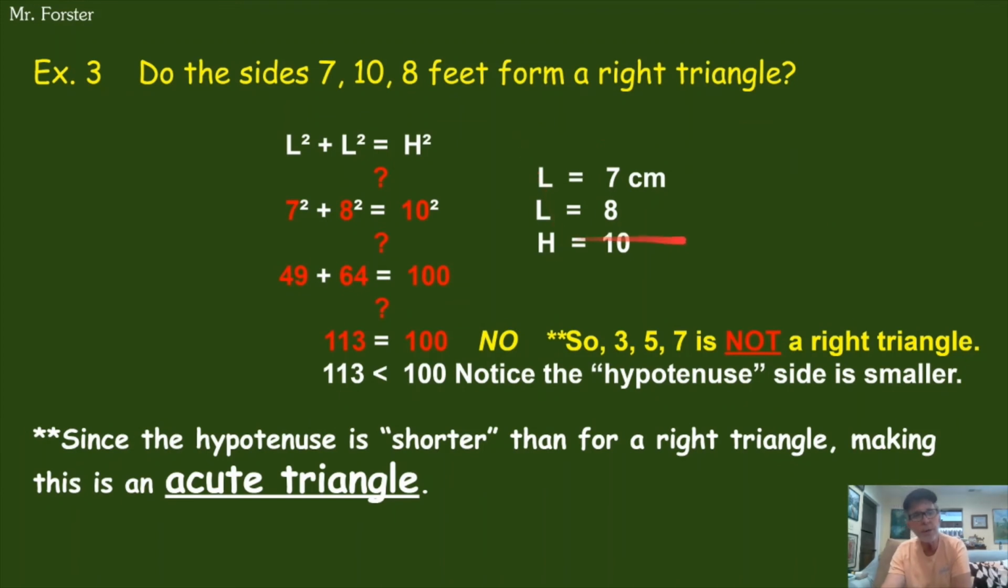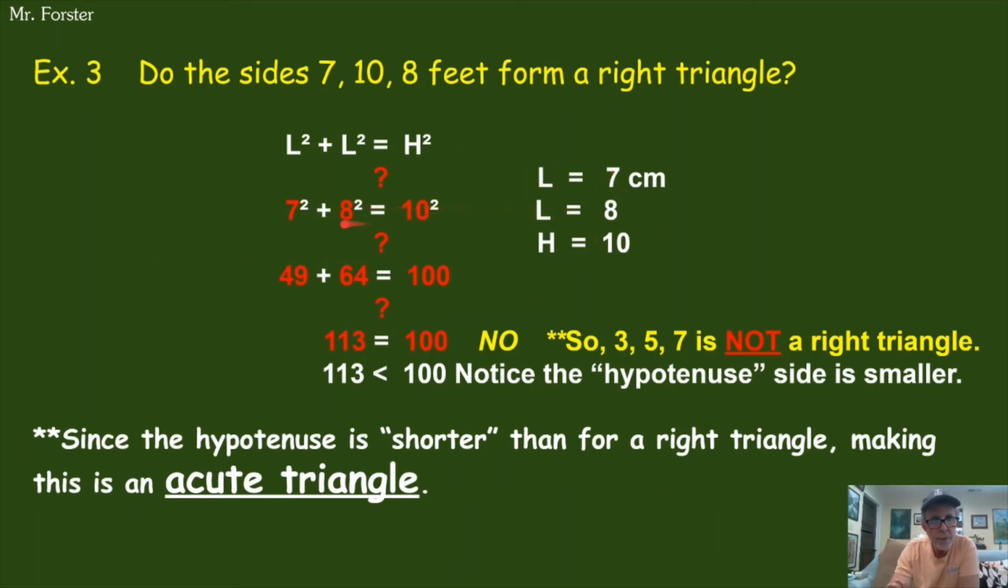And here's another example. How about 7, 10, and 8? I did this on purpose. I put the 10 there. But if that is a right triangle, this 10 has to be the hypotenuse. The hypotenuse is always the longer side. So I was trying to trick myself.